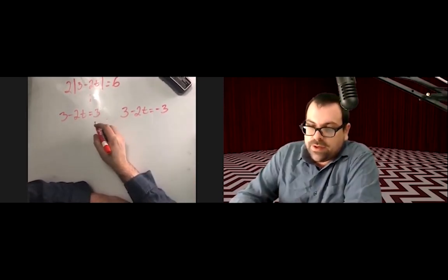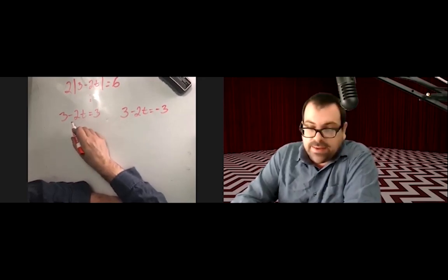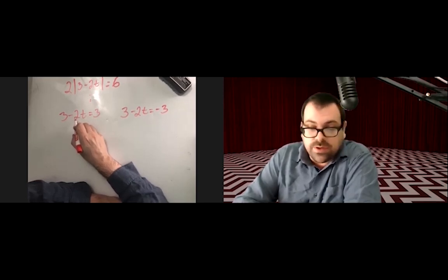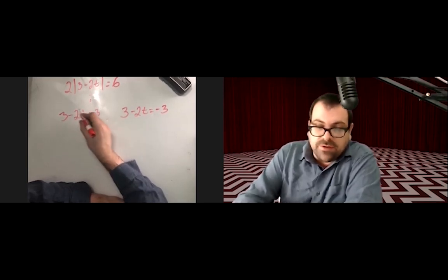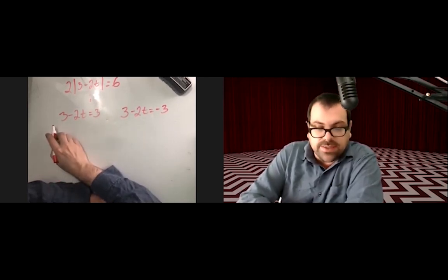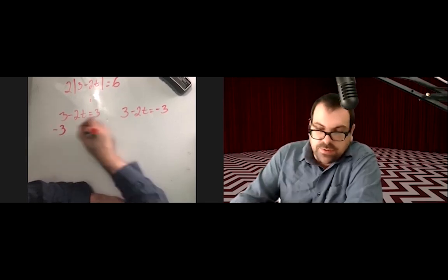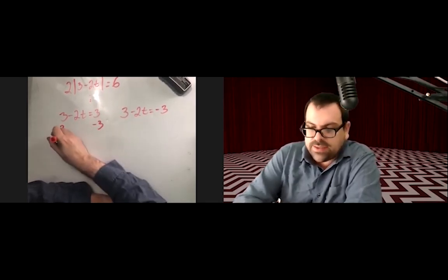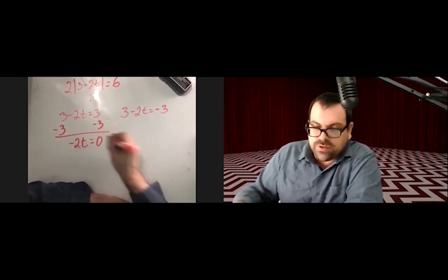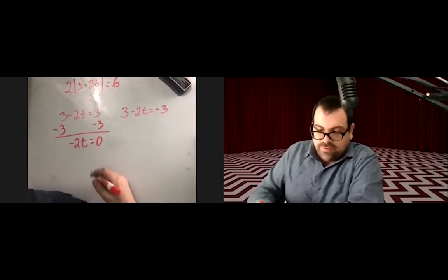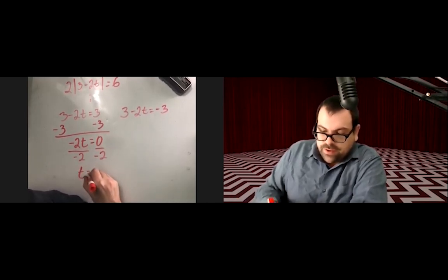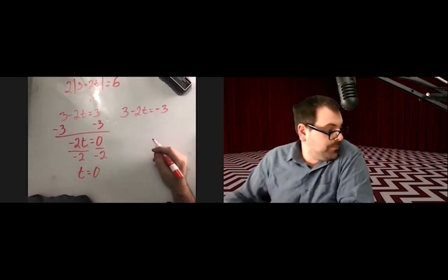Solving here. To get the t by itself, we need to get the minus 2t by itself. That minus is attached to the 2. So to get that by itself, we have to get rid of this 3 out front. And that 3 is being added on because it's positive. So we subtract 3 from both sides. That leaves us with -2t equals 0. And if I just keep going, dividing both sides by -2 gives t equals 0.